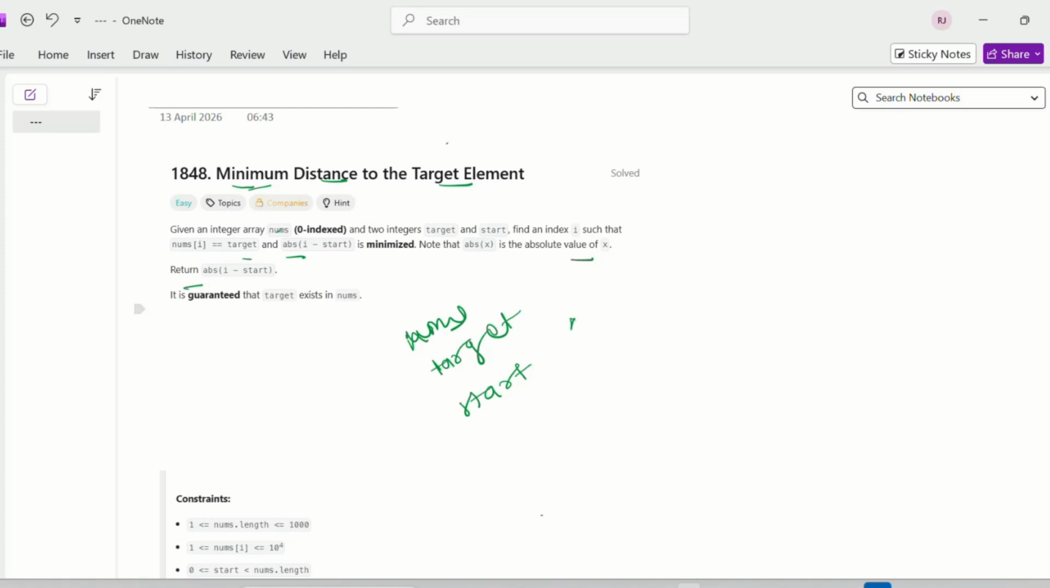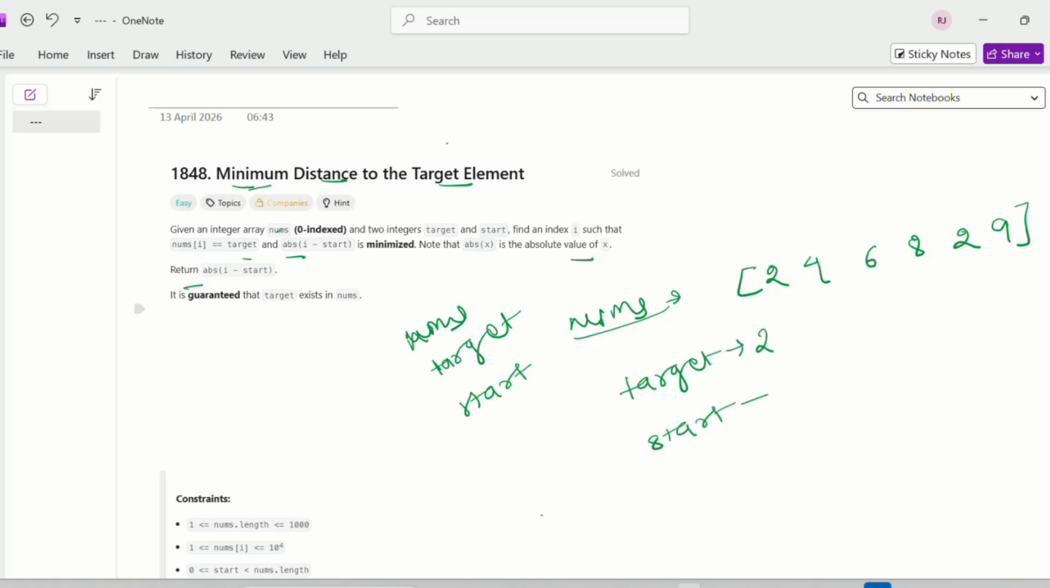So if I take an example, like a nums array, suppose 2, 4, 6, 8, 2, 9, and target is 2 and start is 3. So the indices are 0, 1, 2, 3, 4, 5. So our target is 2, start is 3, and the nums array we have been given. So what do we need to find? We need to find this target value, which is at minimum distance from the start index.